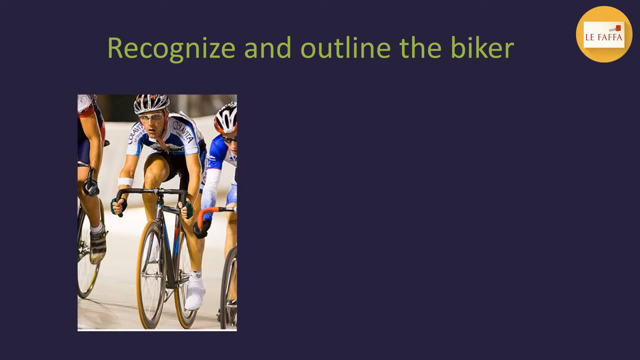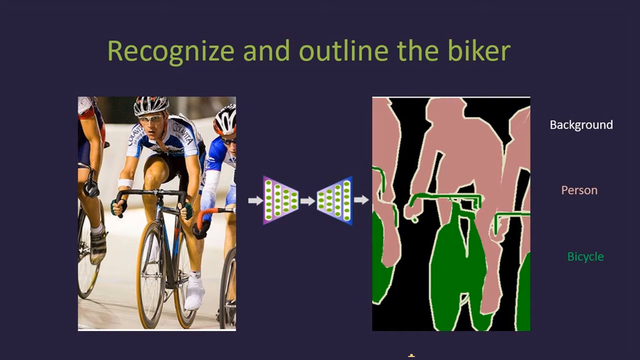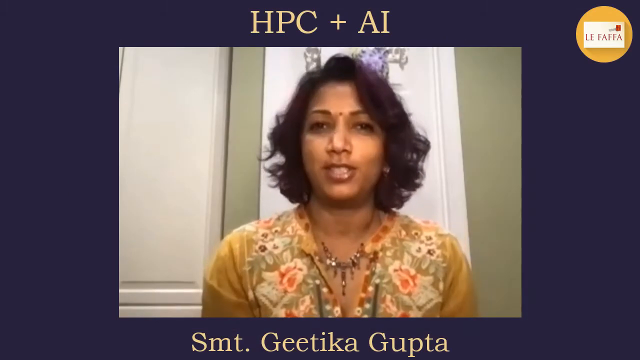So I'll give you an example of how this intersects. In this slide, I'm showing a simple use case where the AI algorithm is trying to recognize and outline where the biker is in this picture. They would train a computer program by feeding it a lot of images so that it learns to identify where the biker is, what the background is, and what the bicycle is. Once this AI model in the middle is trained, if it is trained on different images, it can be used to identify different kinds of objects.